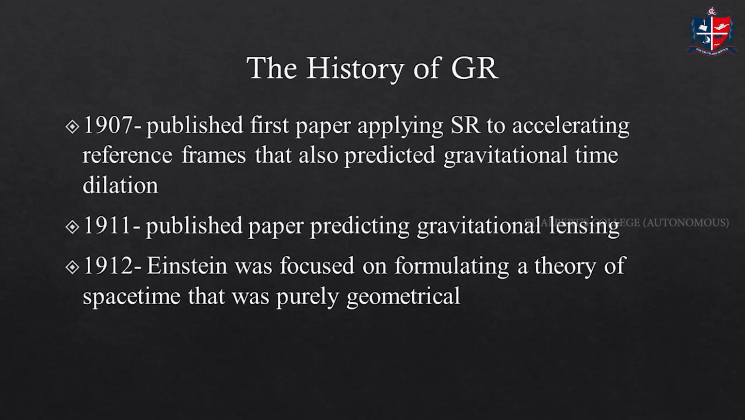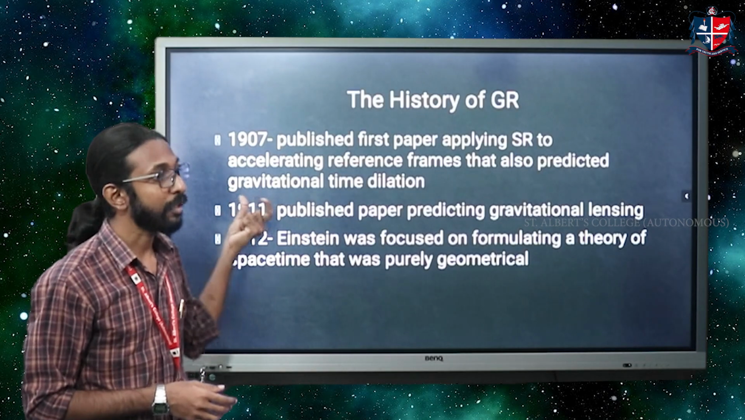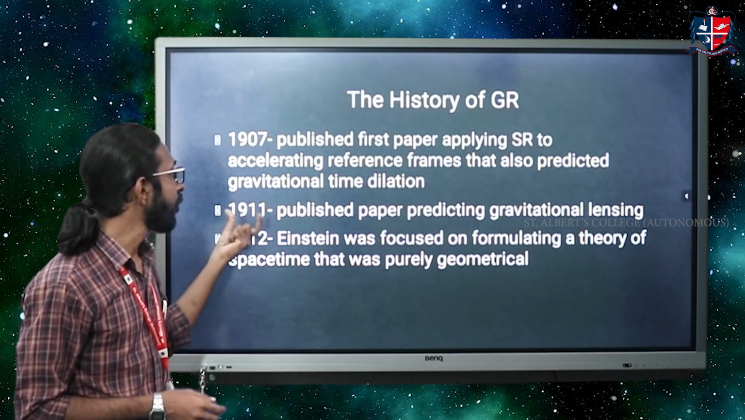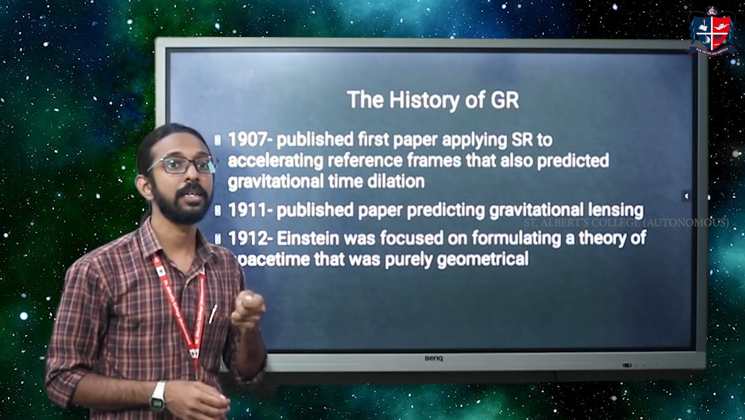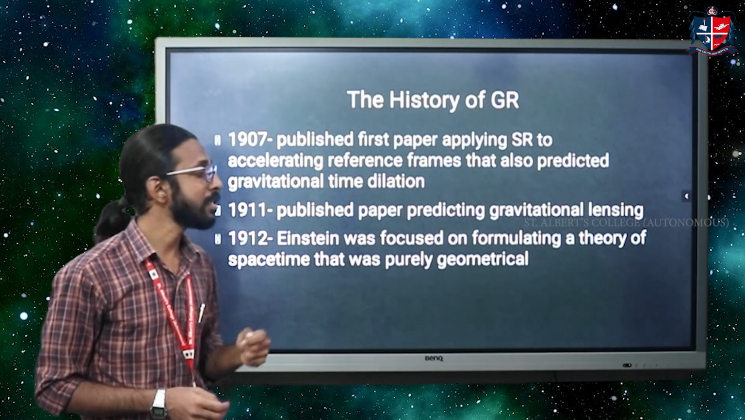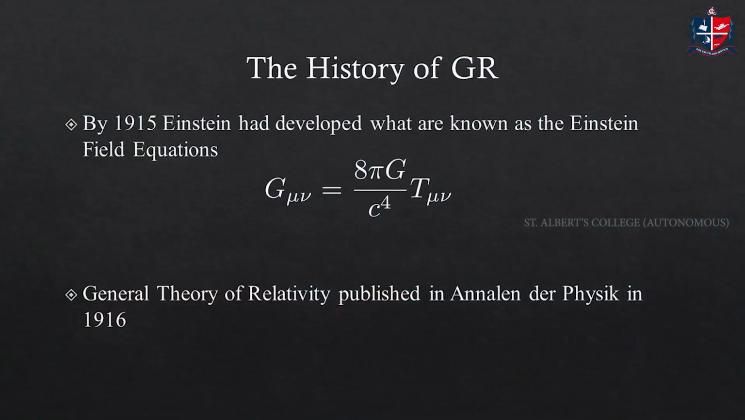experiment. So he published his first paper applying the special theory of relativity to accelerating frames of reference in 1907. Then in 1911, he published a paper that predicted gravitational lensing, which we will look into a little bit further in this lesson. And in 1912, he essentially formulated a theory of space-time, which is purely geometry.